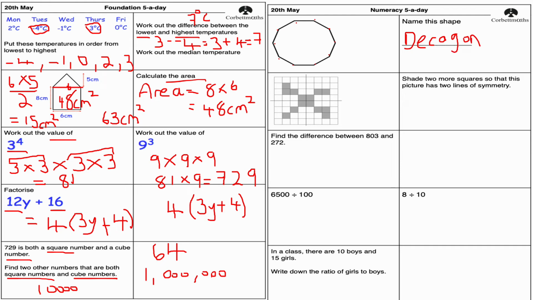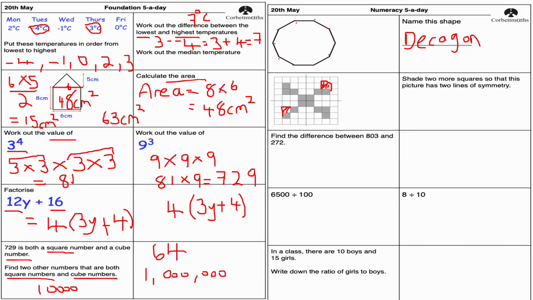The next part, shade in 2 more squares so that the picture has 2 lines of symmetry. Well, I can shade one here. Okay, so that one here. And I'm going to shade one here. Okay. And that will have 2 lines of symmetry. Okay, one going up and then one going across. Okay, you can see that visibly.